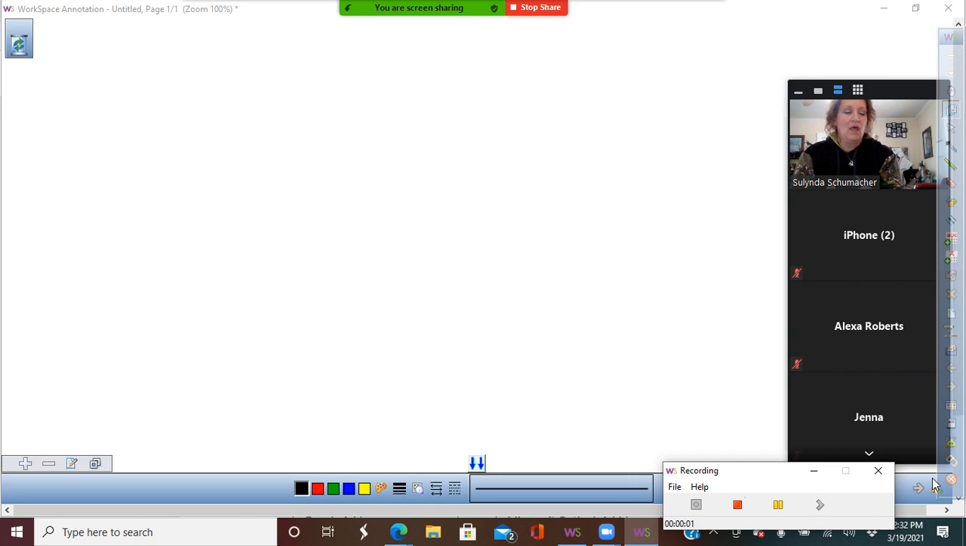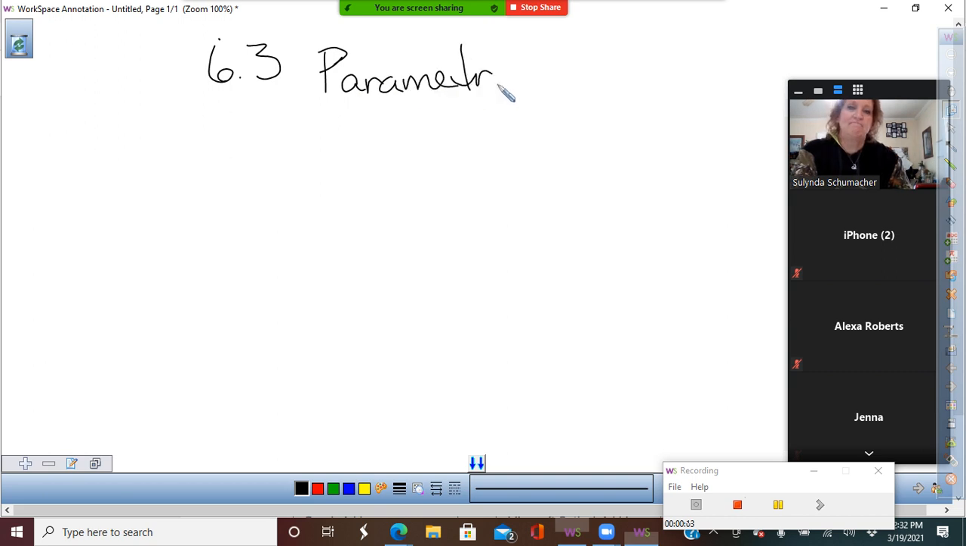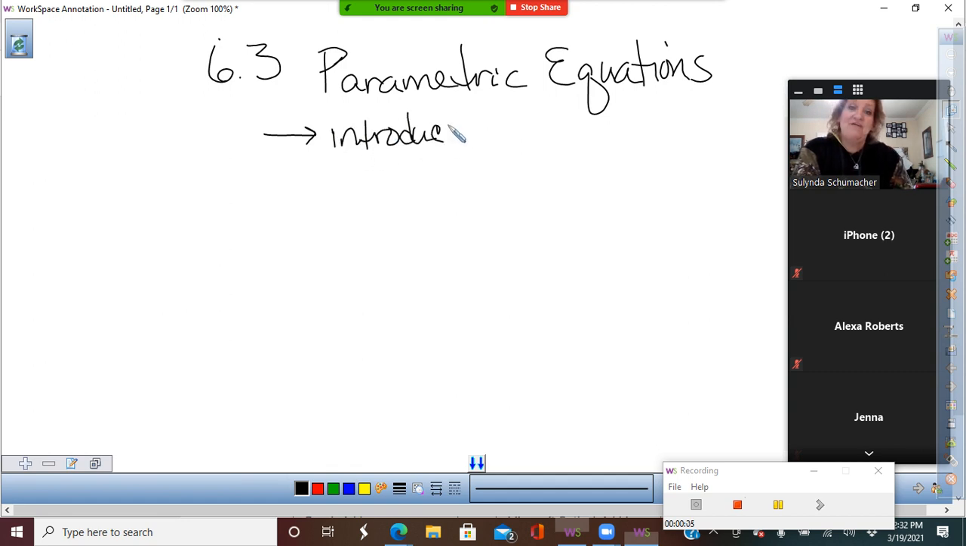All right, so we are moving on to 6.3, which is called parametric equations. Parametric equations actually introduce a third variable. And in your calculator, it's a capital T. Most of the time in the book, it uses a lowercase t.